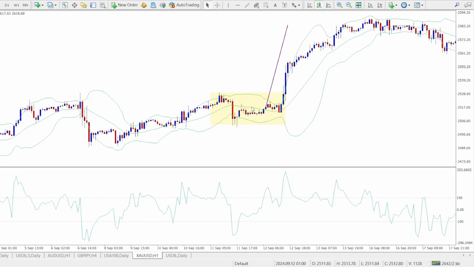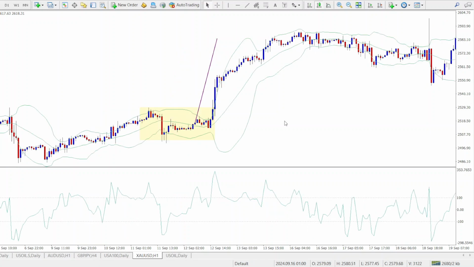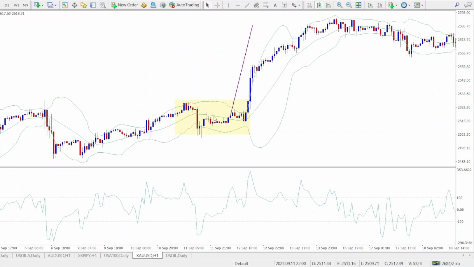Now the upper and lower bands of the Bollinger Bands mark the extreme price levels, while the middle line, which is a moving average, shows the trend. When these bands get closer to each other, that is your squeeze. That's what we call the Bollinger Squeeze. It's a phase where the market is consolidating and gearing up for a move. That is the reason why right after the squeeze you always have a breakout.